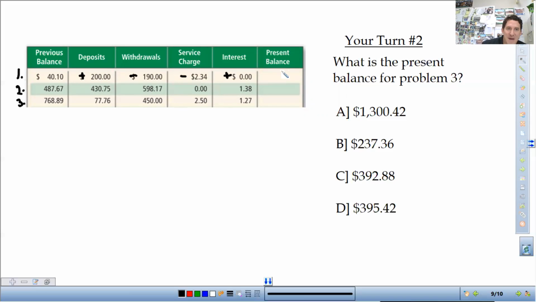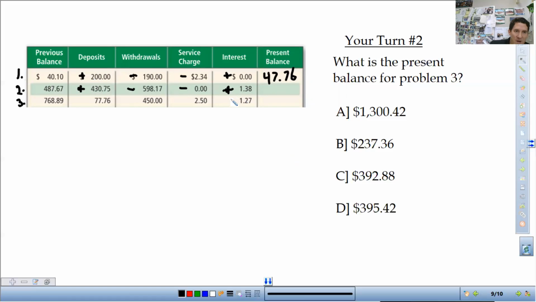The present balance now is $47.76. Right? So, new problem. This is a different account. The previous balance is $487.67. You add the deposits, subtract withdrawals, subtract service charges, add interest.